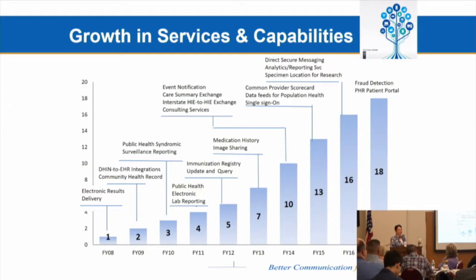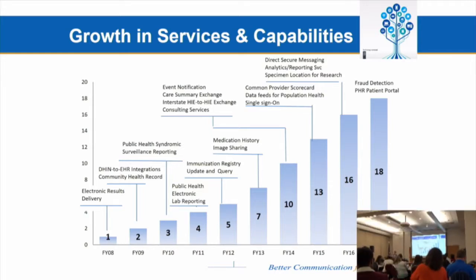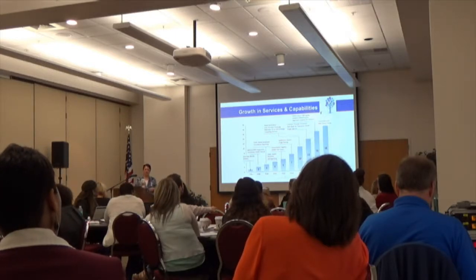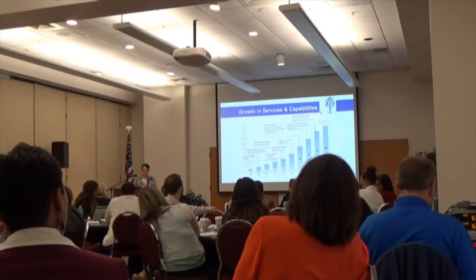We've also seen a growth in our services and capabilities. When we launched in 2007, it was one thing, electronic results delivery. In 2009, we added the community health record. And for a good while, that was it. I mean, yeah, we figured out that public health needs some of that data, and we did some public health reporting, and that was important as part of the EHR incentive program for the hospitals in particular. But really, in terms of new innovative services, it didn't really start until about FY 13-14, and then you can see the growth over time.